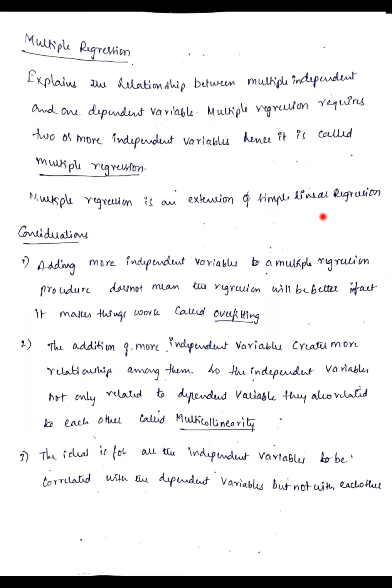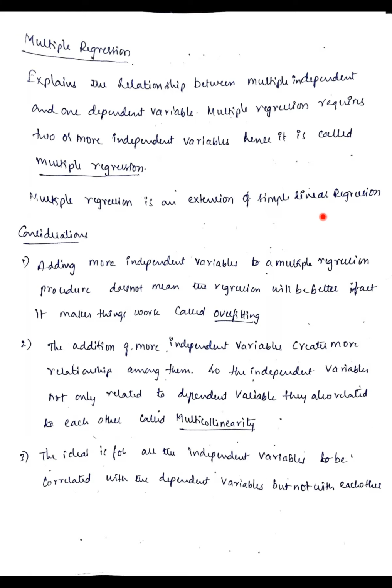That is known as overfitting. That means we should not compare the relationship between too many independent variables and one dependent variable. Doing such things may lead to overfitting. And the next one is that the addition of more independent variables creates more relationships among themselves.